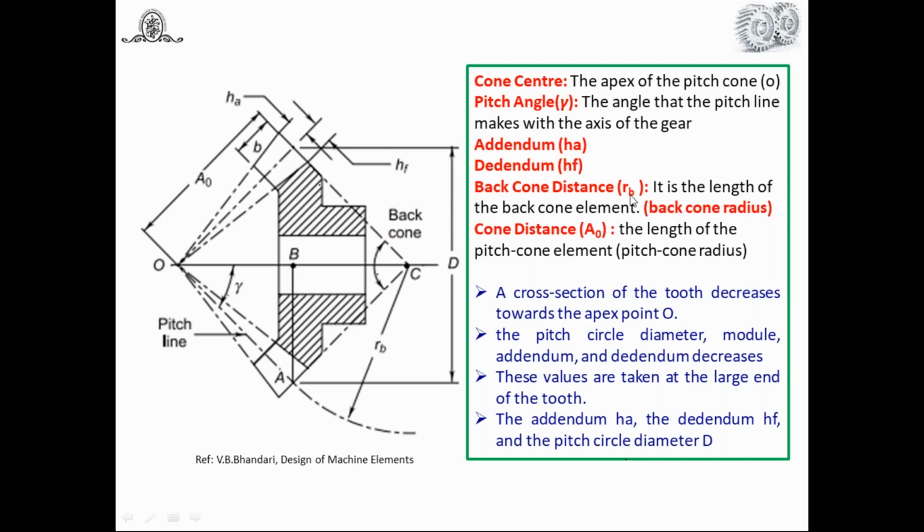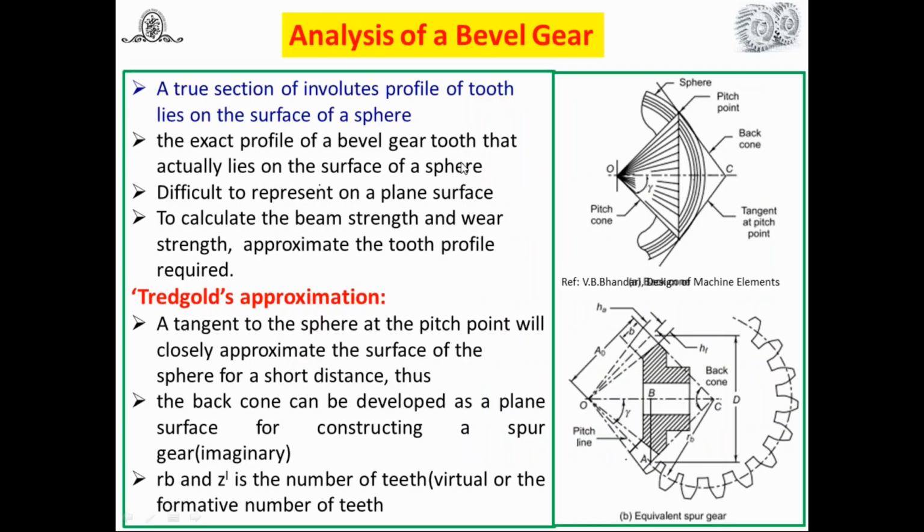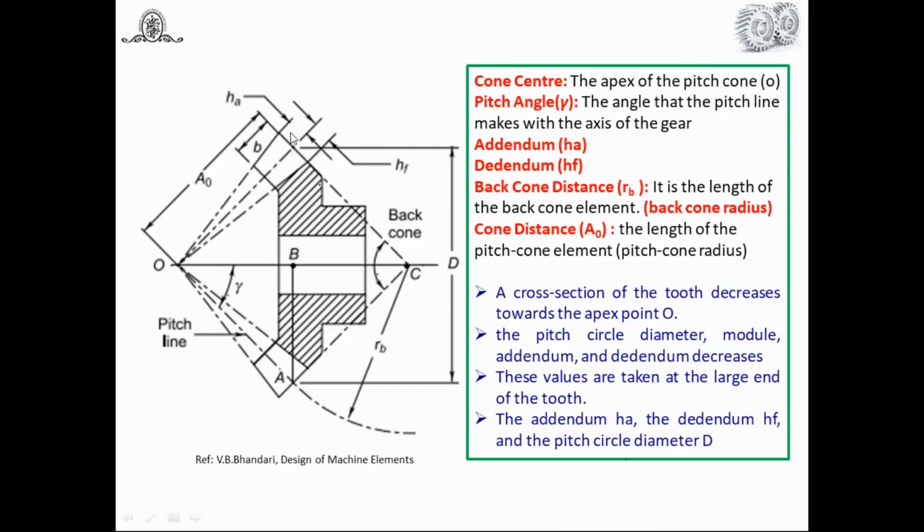Then back cone radius that I have mentioned. It is the length of the back cone element. Look at this. From this C up to this A. This is the back cone radius, and here we are going to construct the formative spur gear towards this side. It is denoted by RB. Then addendum and dedendum, I have already mentioned to you. Look at this, from the pitch line up to this is the addendum HA. This is HB. HF is the dedendum. Try to understand.